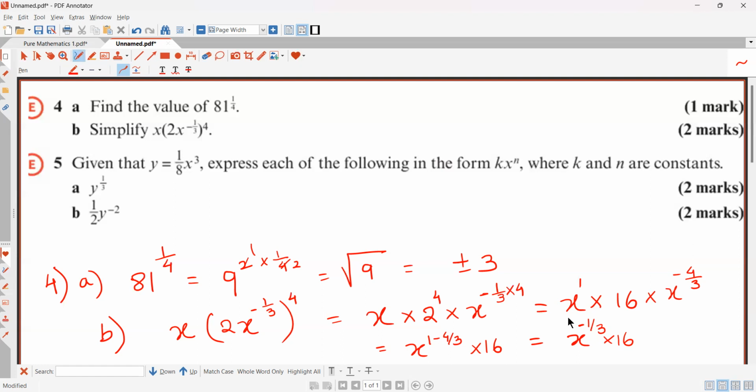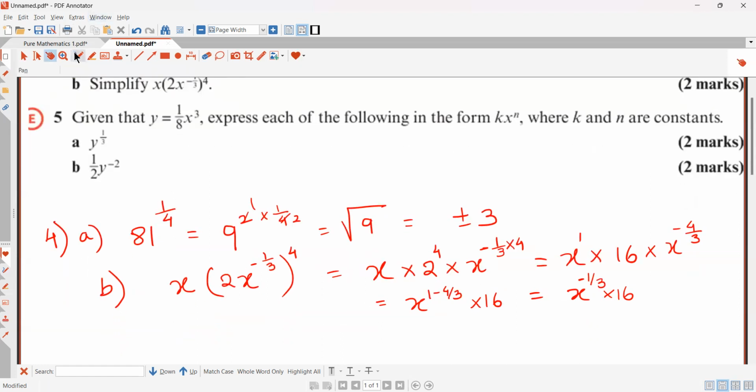Yeah, you can write it that way. Or you can write it like this also: 16 divided by x raised to 1 by 3. They both are same.